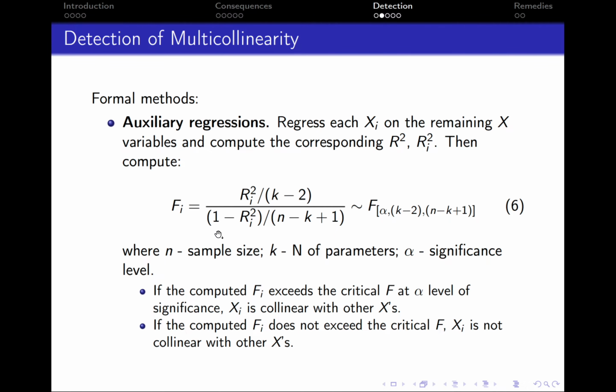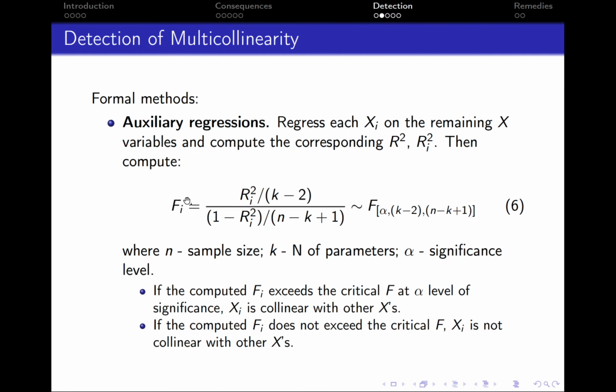the following formula, where n is, as always, the sample size, k, again, as always, is the number of parameters, and alpha here, this is the significance level that we need to choose ourselves. So we can either choose 5%, 1%, or 10%. And if the computed f statistic, so the one that we get from this formula, exceeds the critical f, the one that we take from the f distribution table, then we say that xi, so the independent variable, is collinear with the other independent variables.